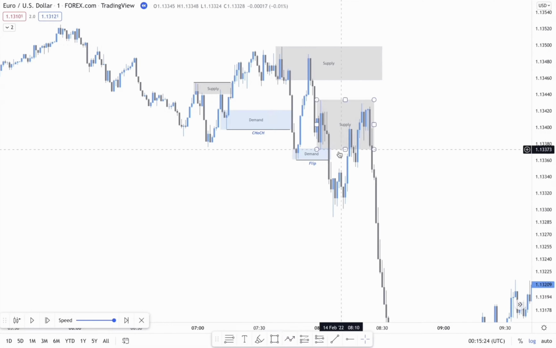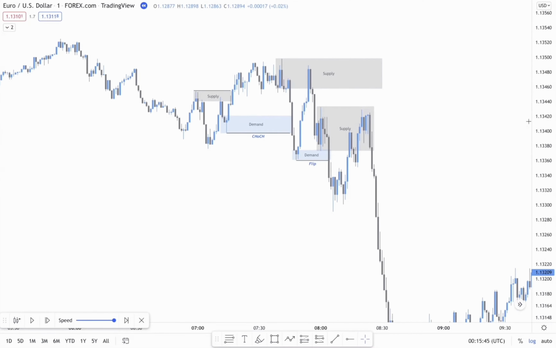Now, what causes price to trade back up into this supply zone was this demand zone here. Now, when this demand zone gets broken, this is when the flip happens, okay? Now, what causes the flip is this supply zone here. This is the supply zone that takes out this demand, causing the flip. So what we're expecting now is to get our entries from within this supply zone.